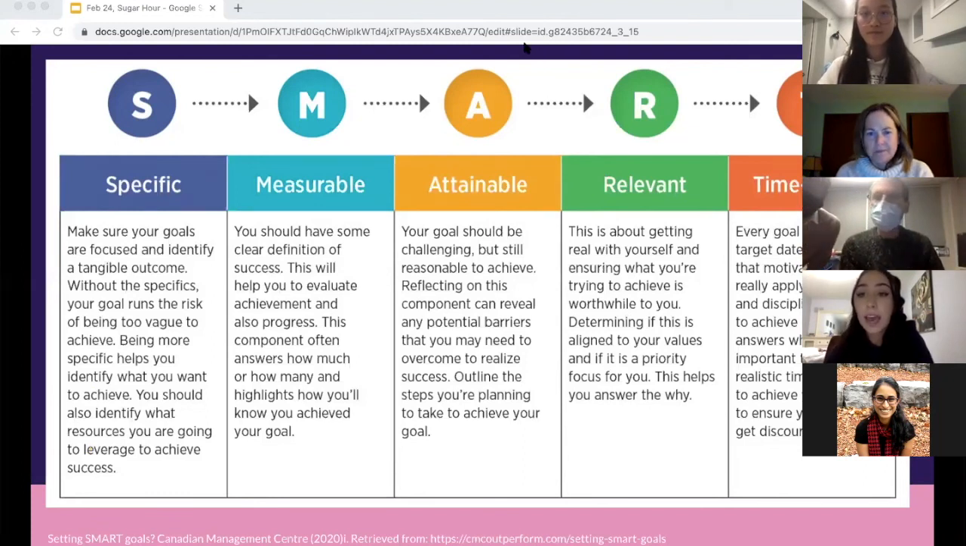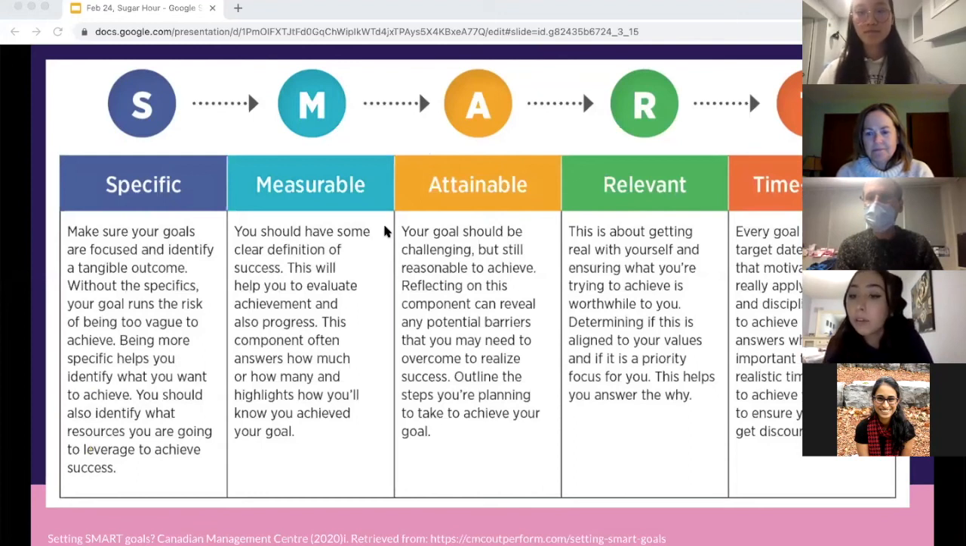The next is A, meaning the goal should be attainable. While you want your goal to be challenging, it should still be reasonable to achieve. We don't want people to get discouraged by having a super difficult goal. But of course, if your goal is also very, very easy, it's not going to challenge you enough and motivate you enough to continue working at it.